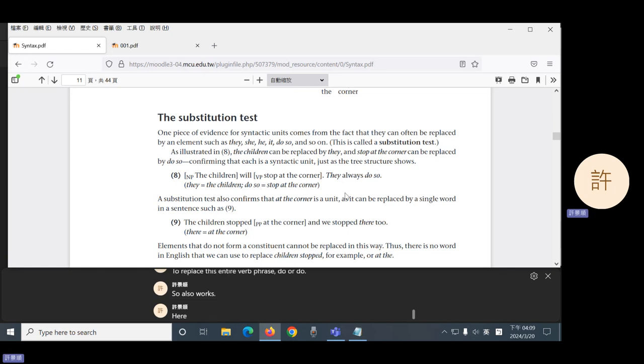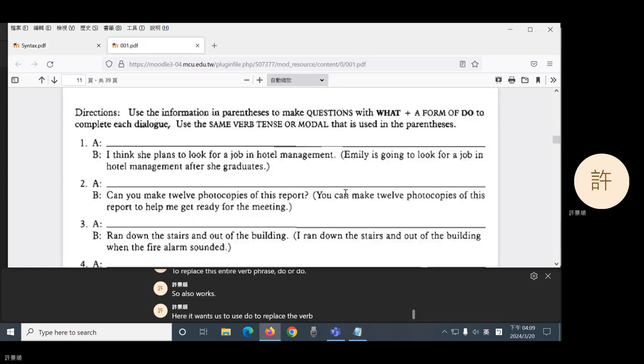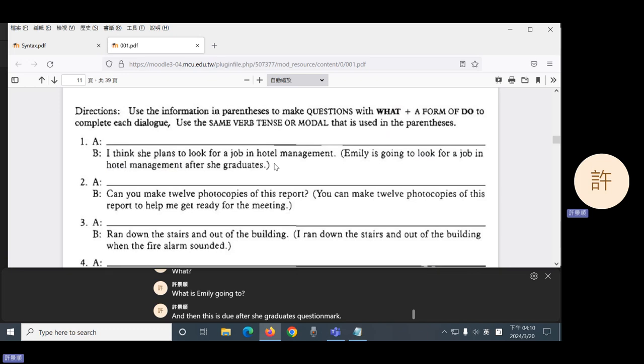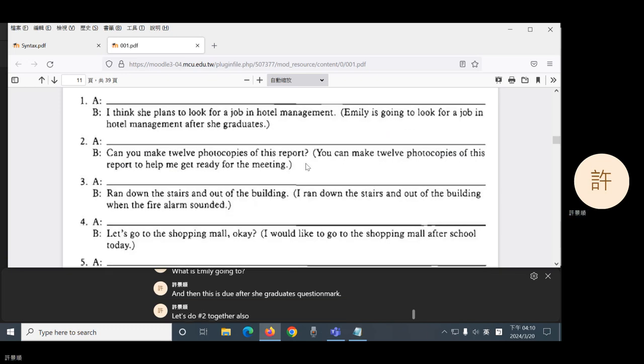Here it wants us to use do to replace the verb phrase. So like number one is what, it wants us to use what. What is Emily going to, and then this is do after she graduates, question mark. Let's do number two together also. Again, starting with what.